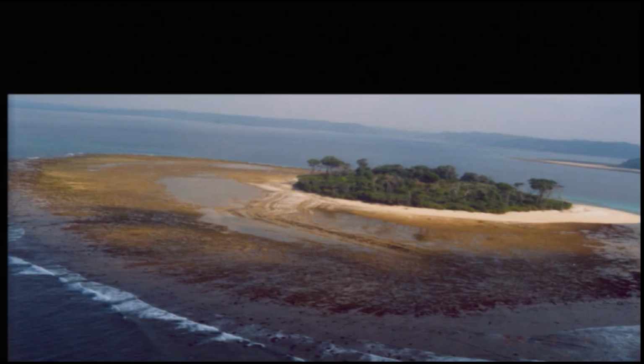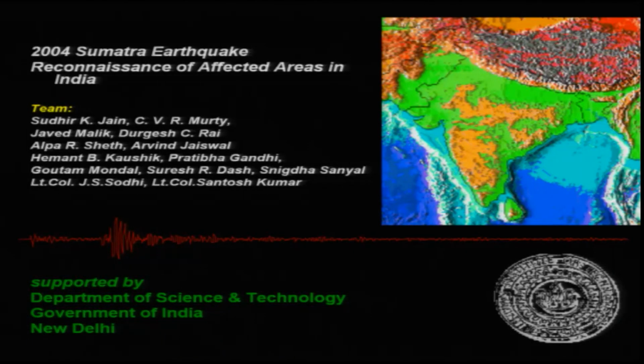So, this was the photograph which we took after the 2004 Sumatra Andaman earthquake, and the team was from IIT Kanpur, and 2 of our students who were in the army also joined us for this survey. So, I will just quickly browse through what signatures of tsunami damage we observed after the 2004 Sumatra Andaman earthquake. Okay.